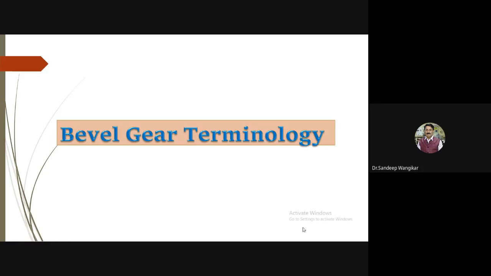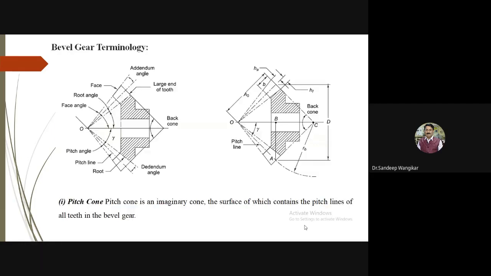We already discussed the spur gear, then the helical gear. In a spur gear, the teeth are straight, and whatever the standard terminology for gears is, it is applicable to spur gears. In helical gears, we discussed the helix angle and helical teeth, and the virtual or formative number of teeth. In the same manner, we will now discuss the bevel gear also. So let us start with bevel gear terminology.